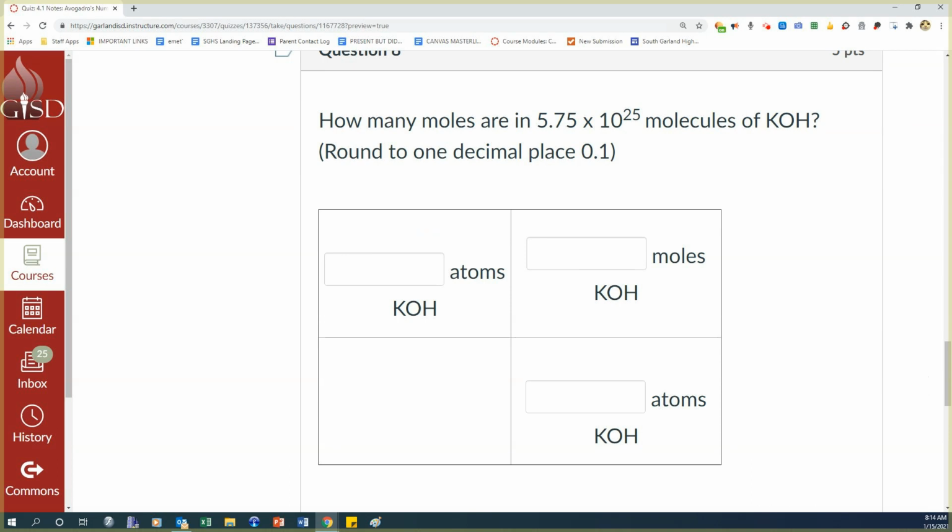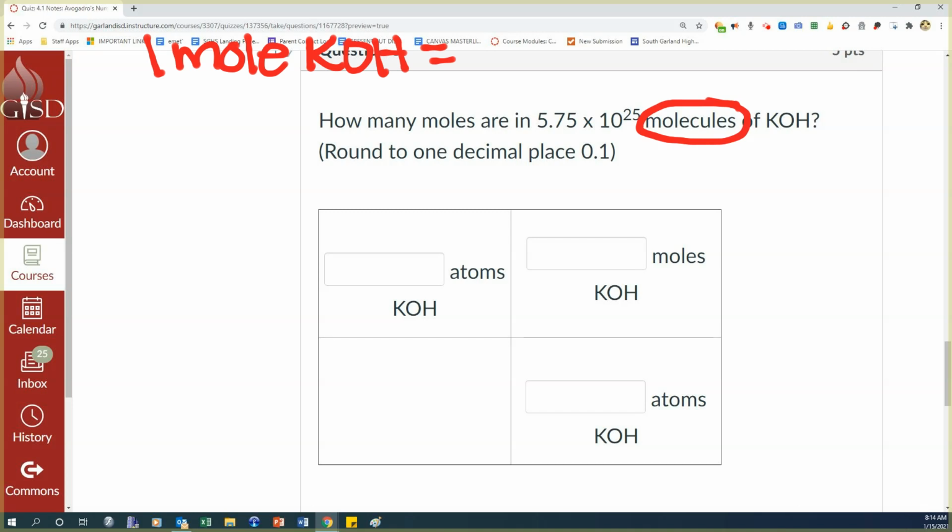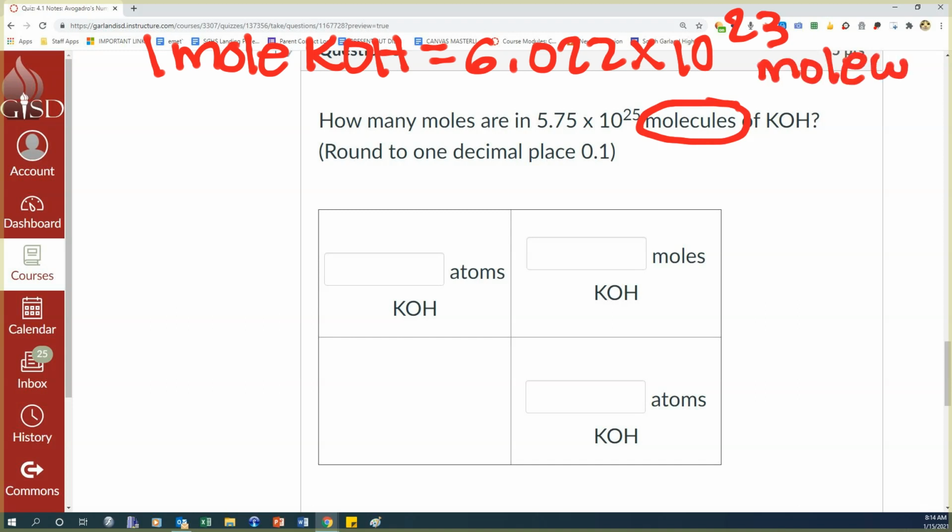For this one right here, guys, how many moles are in 5.75 times 10 to the 25th power molecules of KOH? Again, guys, if you ever see the word particles, molecules, or atoms, that keyword tells you that the conversion factor you're using is 1 mole of whatever. In our case, 1 mole KOH is equal to 6.022 times 10 to the 23rd power. This time the keyword is molecules, so that's what we're going to use, molecules of KOH.